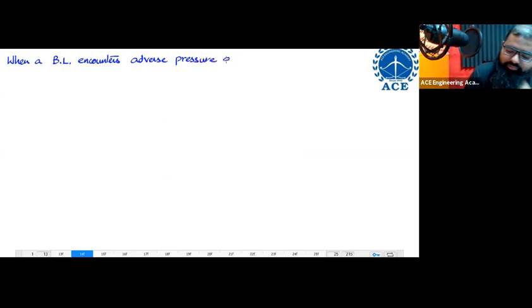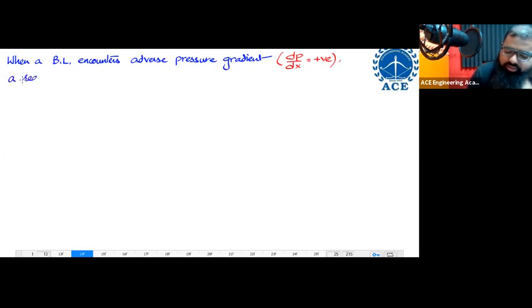Now I'm writing the summary of the entire thing. When a boundary layer encounters an adverse pressure gradient, what is the meaning of adverse pressure gradient? dP upon dx is positive. Now what happens whenever a boundary layer comes across this adverse pressure gradient?